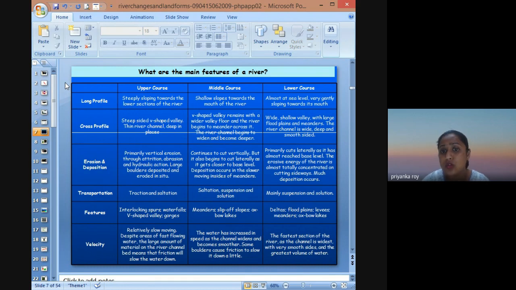And in the lower course, deltas, floodplains, levees, meanders and oxbow lakes are very common in the lower course of the river.